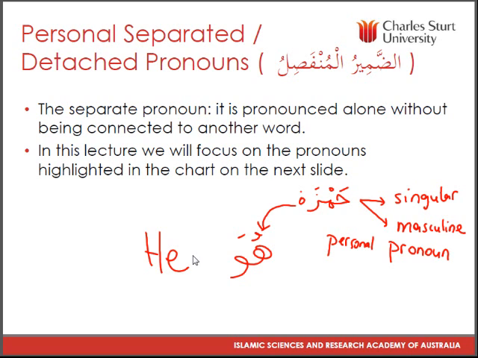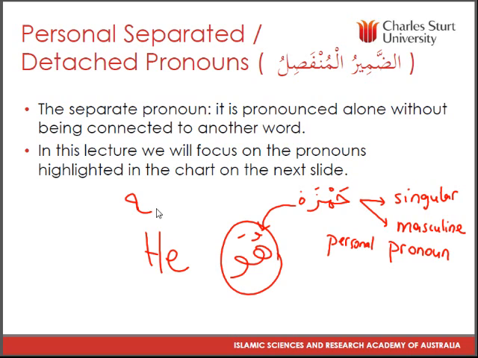So he is also a singular, masculine, personal pronoun. When I mention Hamza's name first, then I can use he instead of his name, because huwa also refers to Hamza and it has the same qualifications. The separate pronoun is pronounced alone without being connected to another word. In Arabic, I cannot connect this one to something else, so it should be written separately. That's why it is a separate noun.